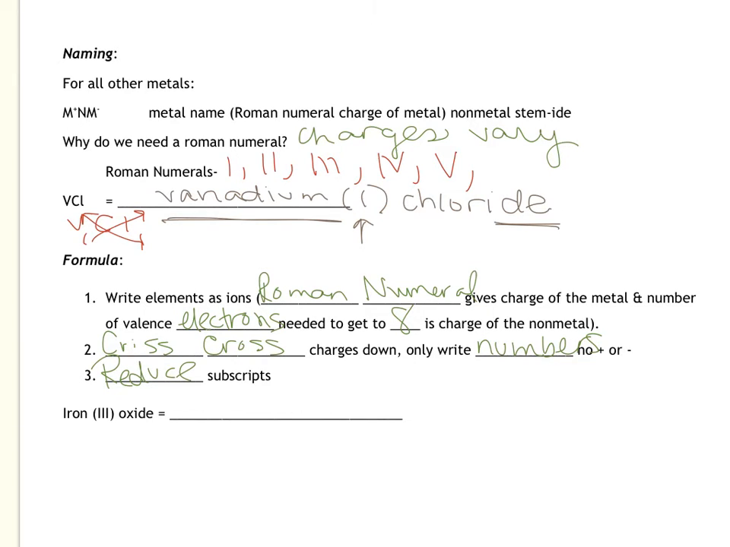So here I have iron 3, so that 3 applies to my iron, so I have Fe+3, and then oxide. So ox is my stem, and that comes from oxygen, so O. On the periodic table, I look, oxygen is in group 6. So that means that it needs 2 more electrons to get to 8. So it has a charge of -2. I take my charges, I crisscross down, and I get Fe2O3. They cannot be reduced, so that means I leave them just like that.